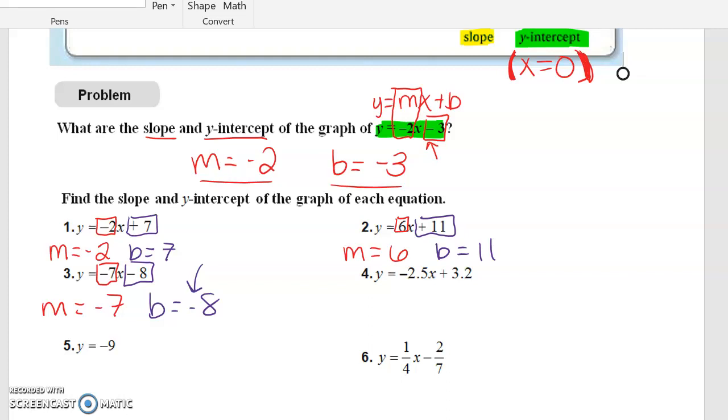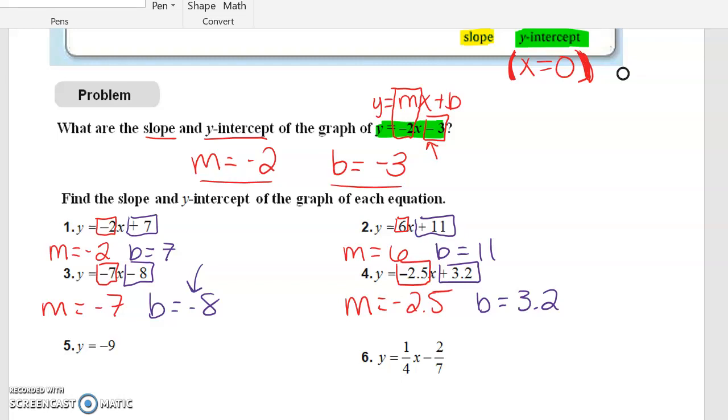Number 4, don't be intimidated because there are decimals. The same idea is going to apply. My m value is negative 2.5. Decimals are okay. They're a part of math. And my b value is going to be 3.2.